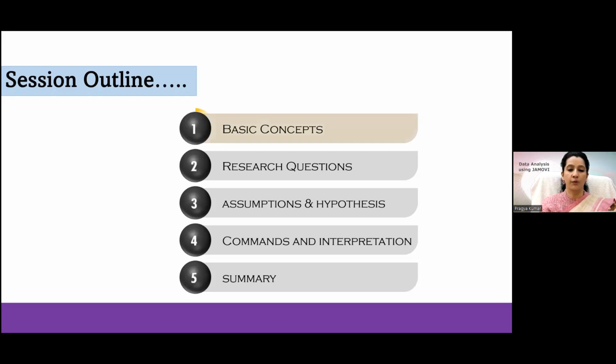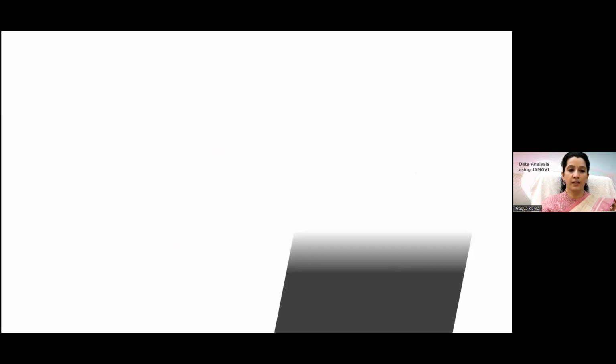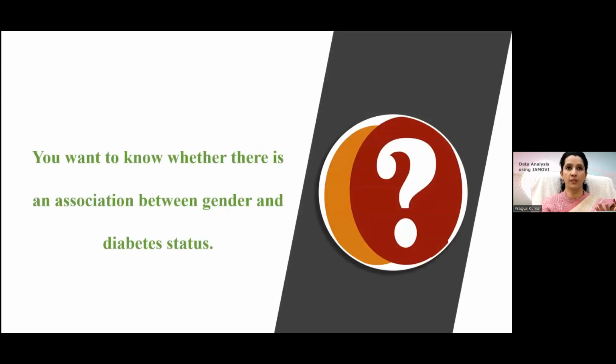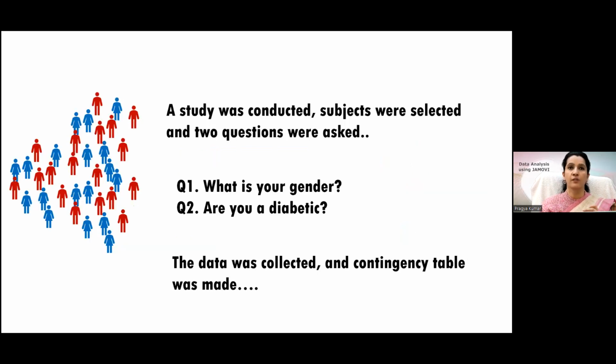interpretation, and overall summary. So if you see the research question, a typical research question can begin with: is there any association between gender and diabetes status? So I just want to know whether diabetes has any association with male or female or vice versa. So I conducted a study where I have selected the subjects and I have asked two questions from each of them. What is your gender? And are you a diabetic? Yes or no? And then I collected the data and I made the contingency table.